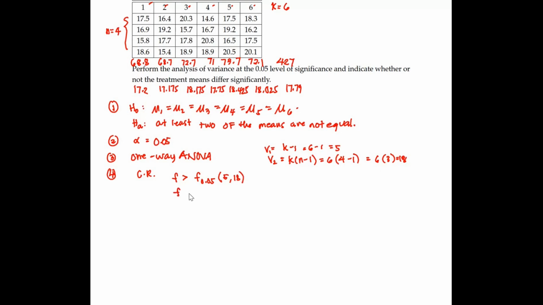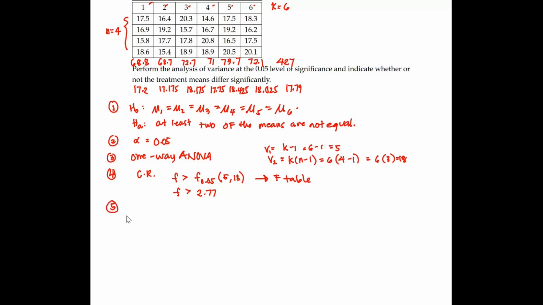So f is greater than, this is from the f table, and this is equal to 2.77. So you should reject H0 if the computed value is greater than 2.77.